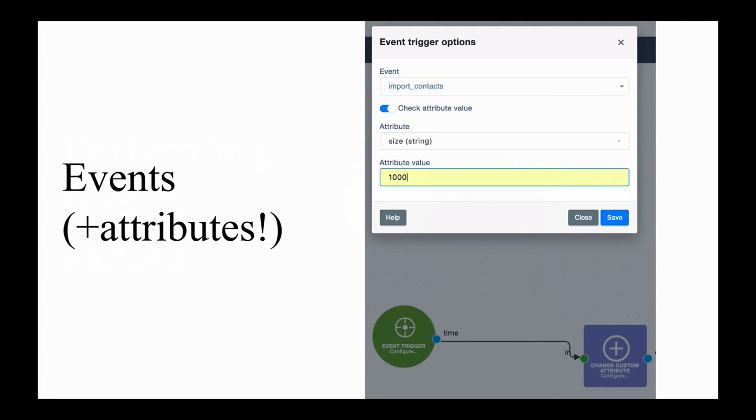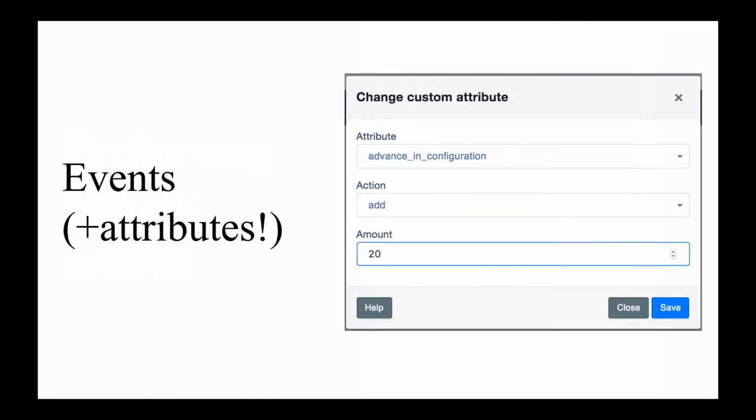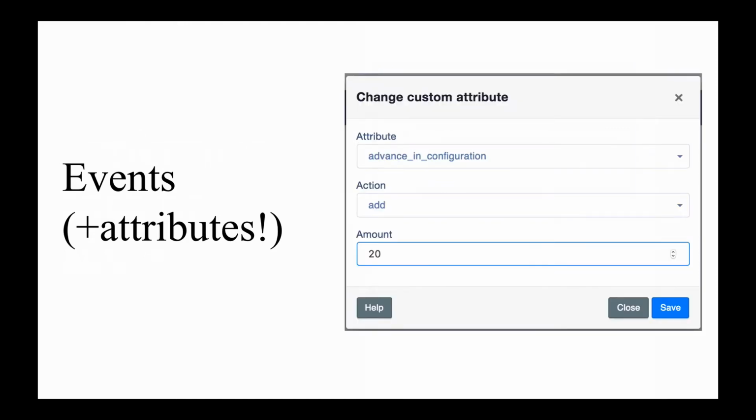So based on that, I can change a custom attribute. And guys, look here. Here is just change score, meaning that there is a standard attribute within UserEngage and you simply add points. But from now on, you can define your own custom attribute. You see here on the right, change custom attribute, and introduce your own attribute, like, I don't know, let's say advanced in configuration, showing how engaged a person in a trial is.